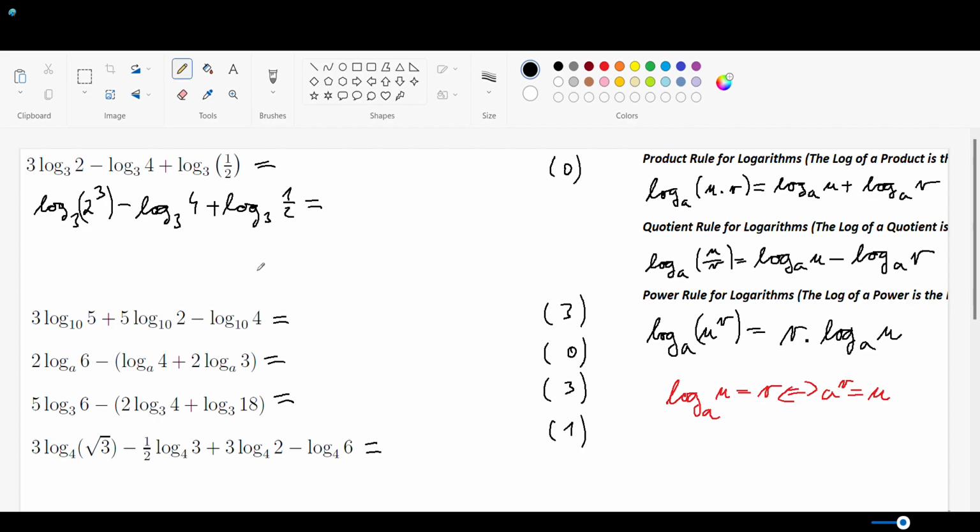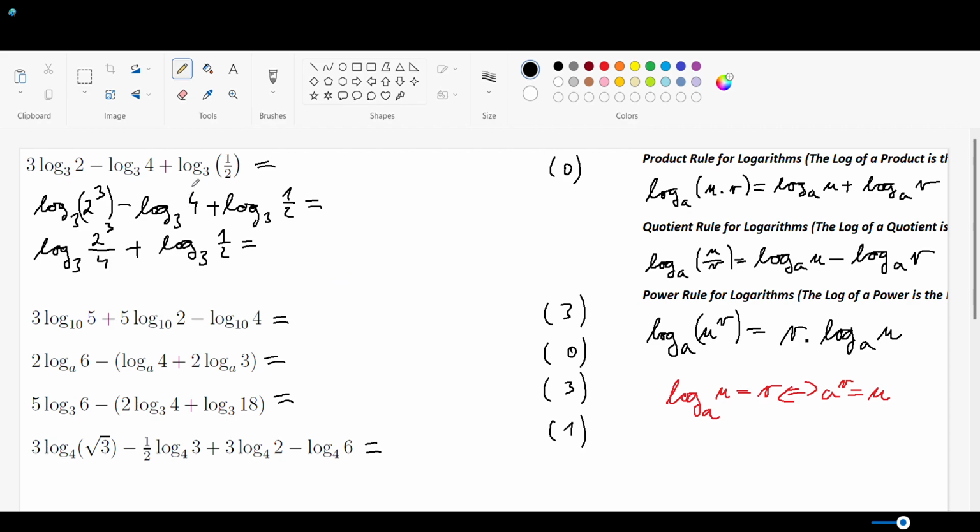Now, what do we do here? This is really a kind of tricky thing. We apply the quotient rule for these two expressions, and it would then lead to logarithm base 3 of 2 to the power of 3 over 4, plus logarithm base 3 of 1 over 2, is equal to.